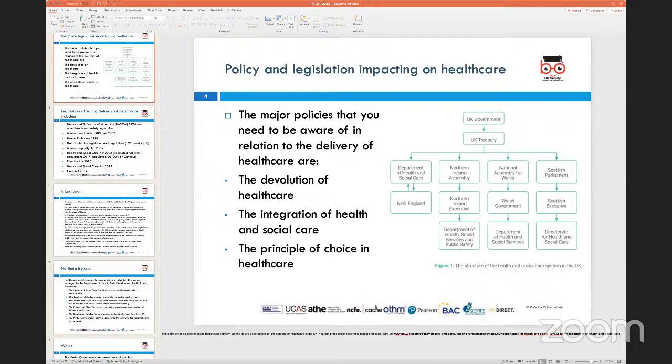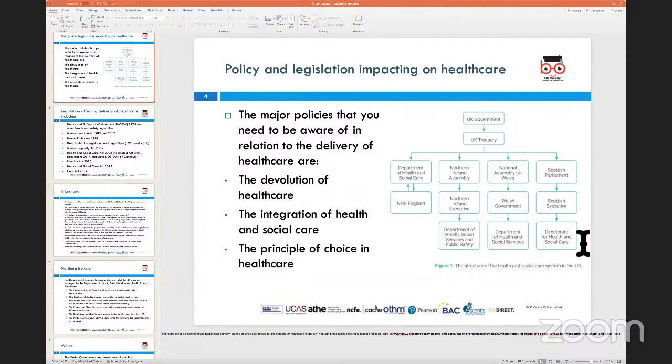Once it is passed, it becomes acts and regulation, which are then implemented within the National Health Service or any setup related to delivering health and social care services to members of the public. Within England, you have NHS England under the Department of Health. In Northern Ireland, we have the Department of Health, Social Services and Public Safety. In Wales, it is called the Department of Health and Social Care Services. In Scotland, it is called the Directorate for Health and Social Care.